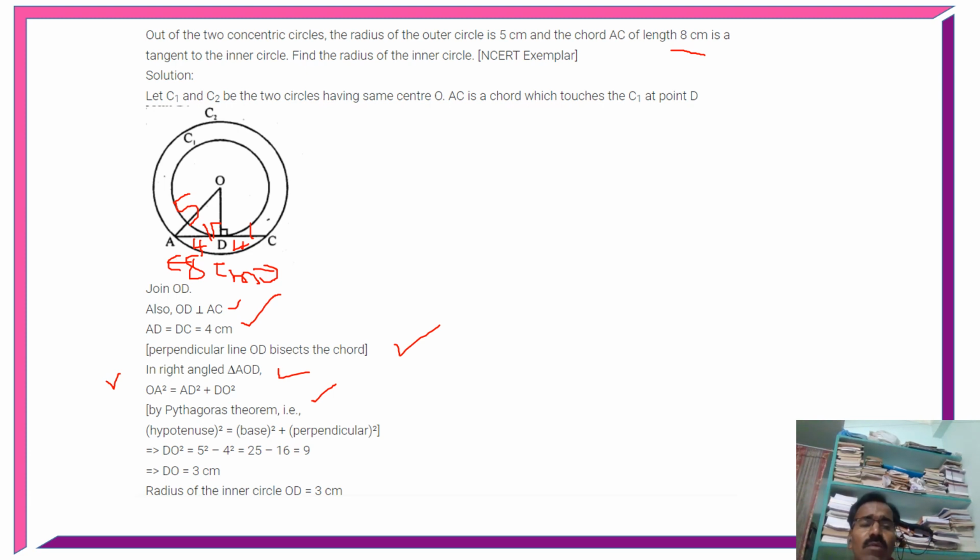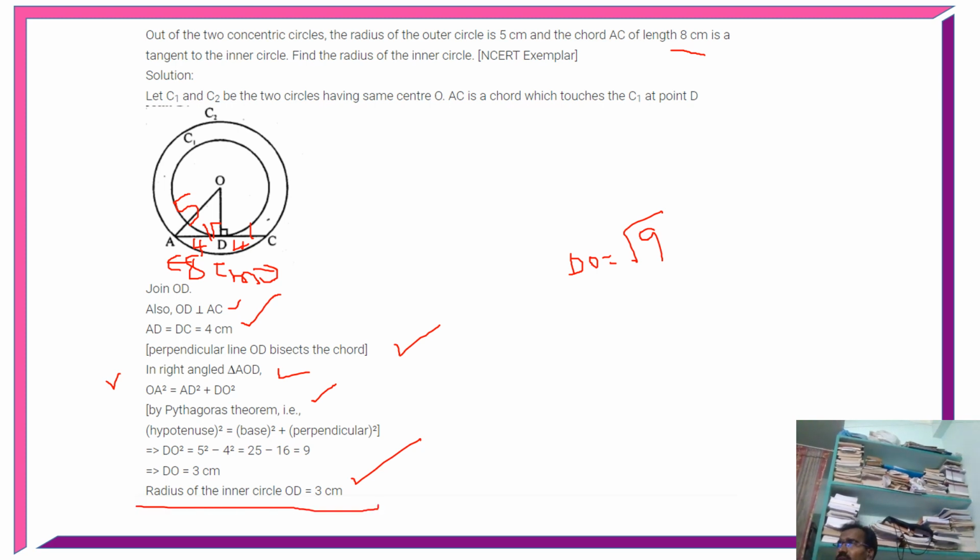We can write DO equals, if you take the square, it changes into root, so root 9. What is the value of root 9, students? 3. So the radius of the smaller circle, or inner circle, is 3 centimeters.